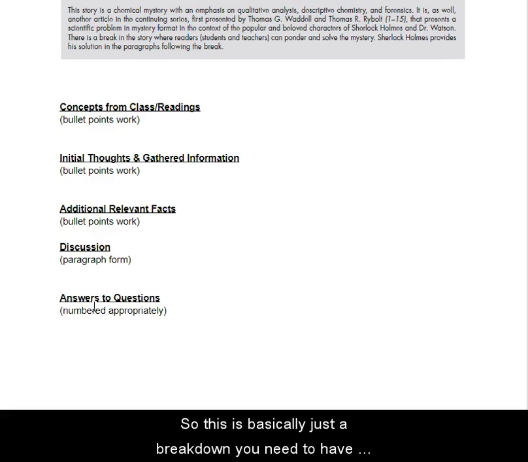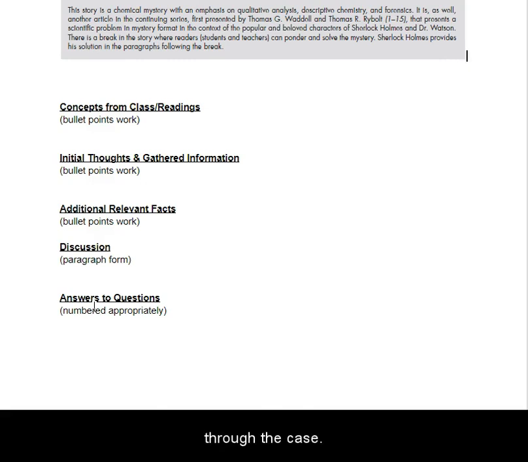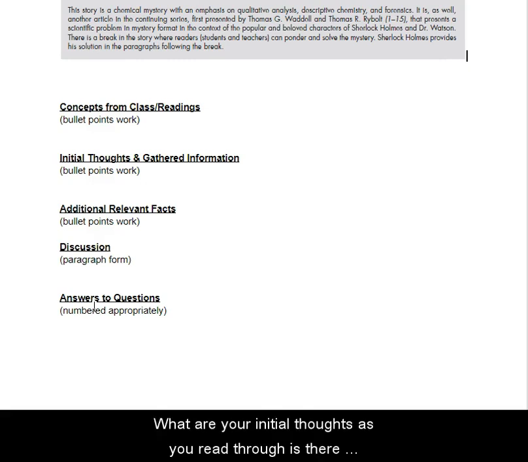So this is basically just a breakdown. You need to have the concepts that you've learned in class or from your readings or the homework. You just give me the concepts that are directly related to the case that you're currently solving. Then give me your initial thoughts and gathered information. Usually this is as you're reading through the case. What are your initial thoughts as you read through? Is there anything that sticks out that might be important to you? Anything that's additional or relevant to the case.